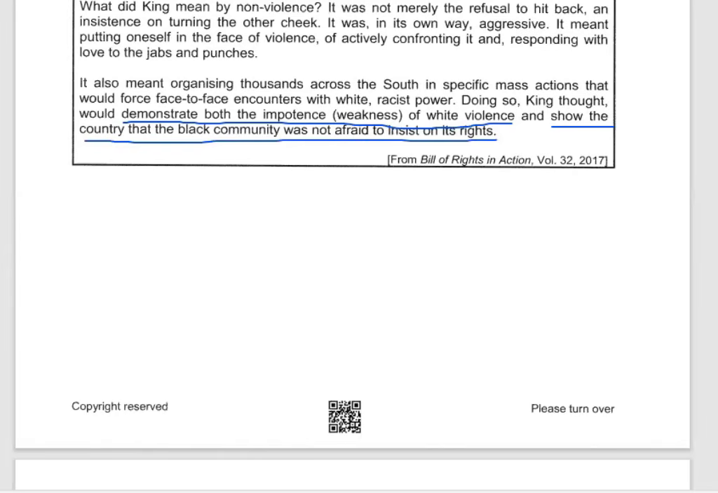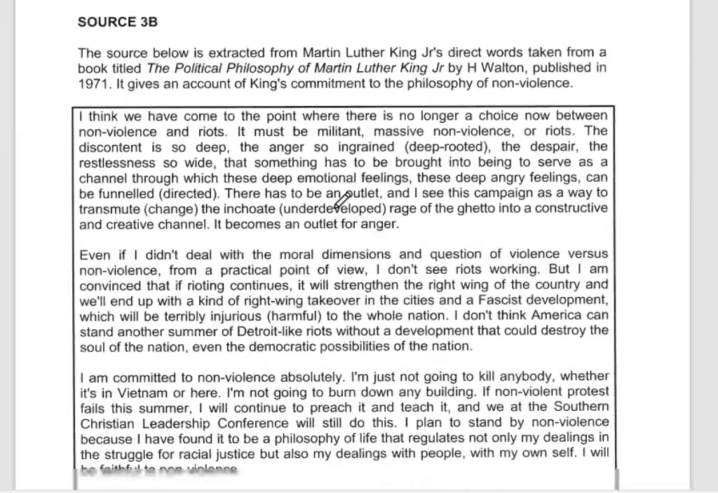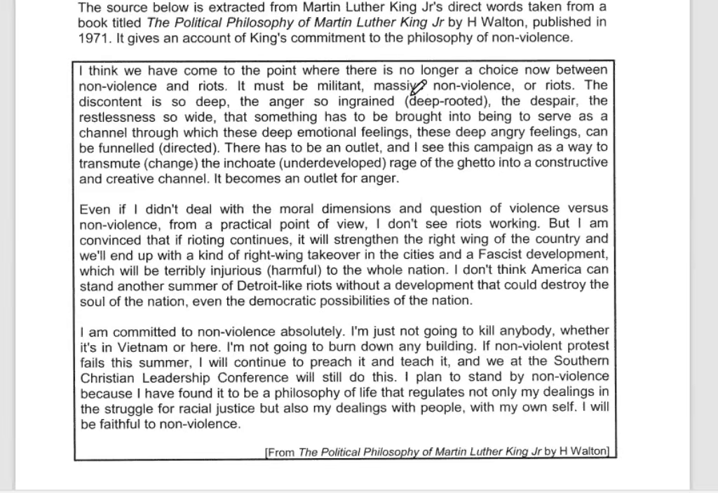Right, moving on to the next source. According to the source, why did King Jr. believe that the point of making a choice between militant, massive non-violence or riots had arrived? Give two responses. There were so many responses there. According to this source, he says it must be militant, massive non-violence or riots, because the discontent is so deep, the anger is so ingrained, the despair, the restlessness is so wide. Those are the reasons as to why he's advocating for such.